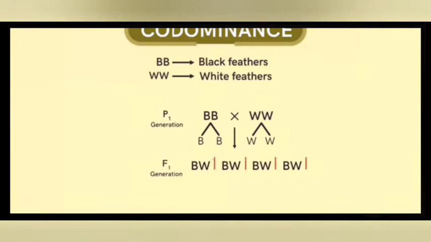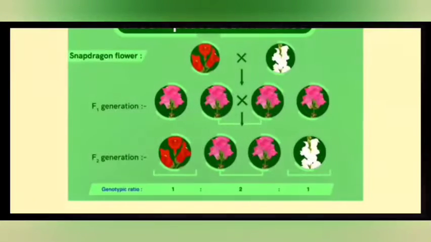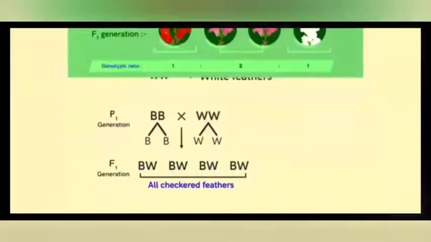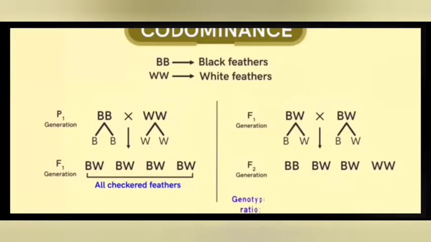When this black and white are crossed, in the F1 generation the genotype is capital B and capital W, and the phenotype is that all these birds have checkered feather. So it is neither black nor white, all are checkered feathers. And when these checkered feathered birds are crossed, they show the similar genotypic ratio as in the case of incomplete dominance, that is 1:2:1. So both genotypic and phenotypic ratio are just similar as in case of incomplete dominance.